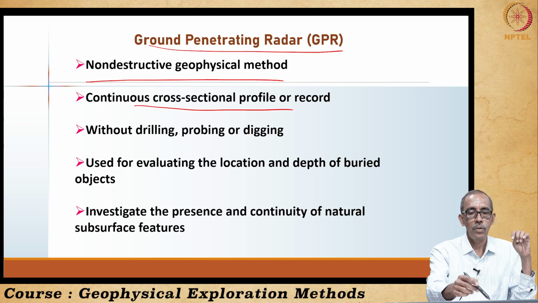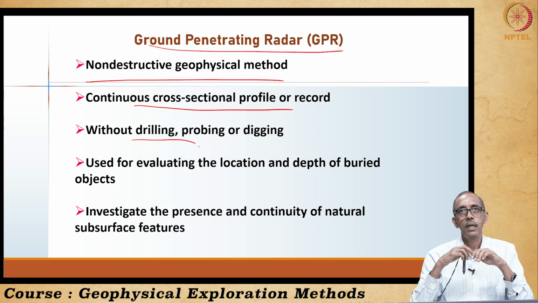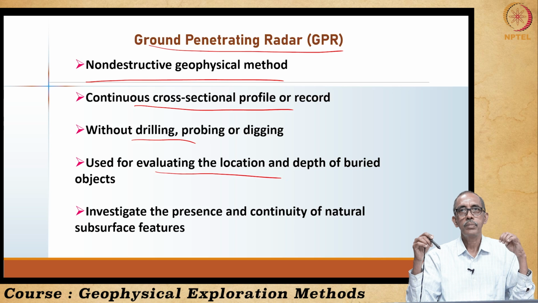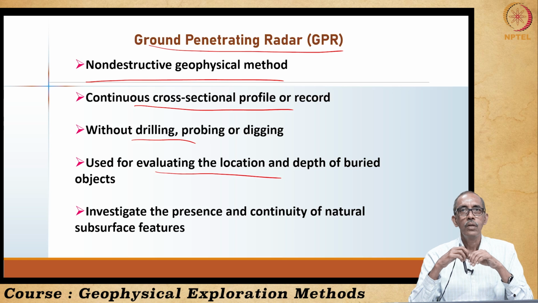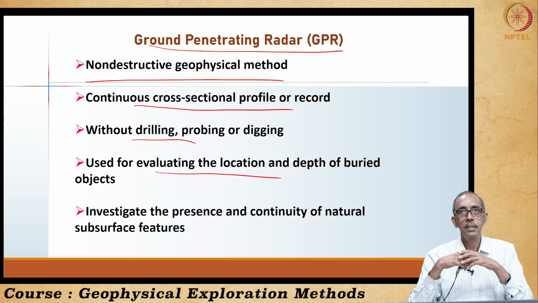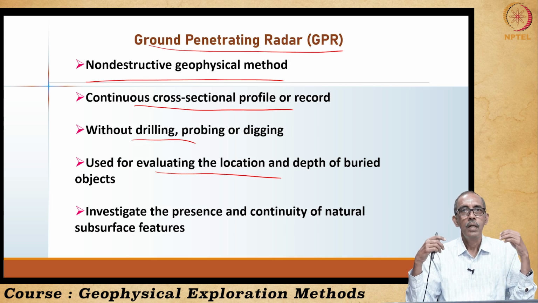About the subsurface, with no drilling or probing or digging, it is mostly used to evaluate the location and depth of buried objects, especially the utilities, right. You would have also come across the use of ground penetrating radar along our major roadways, especially in cities. A company who wants to lay a telephone cable may pre-check whether there are any other utilities under the ground, right. Within the near surface, up to 1 or 2 meters can be precisely investigated by ground penetrating radar to come out with the utilities present below the surface.